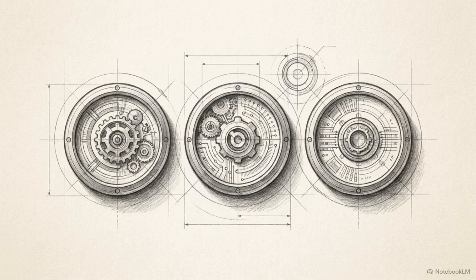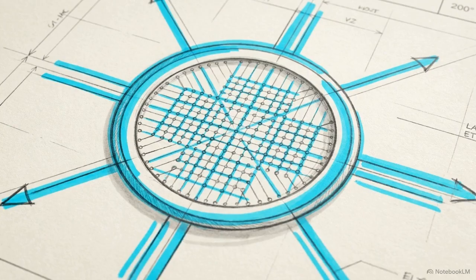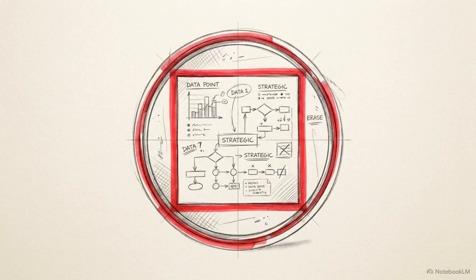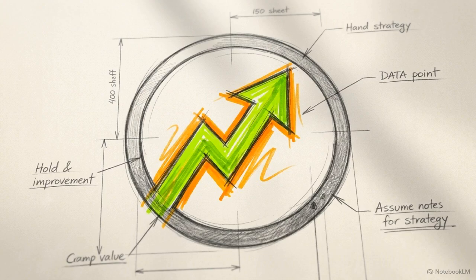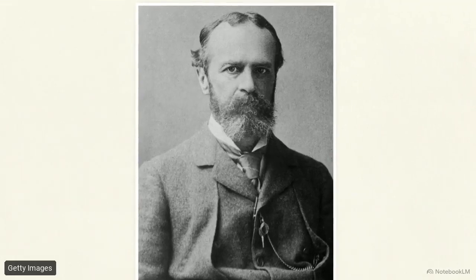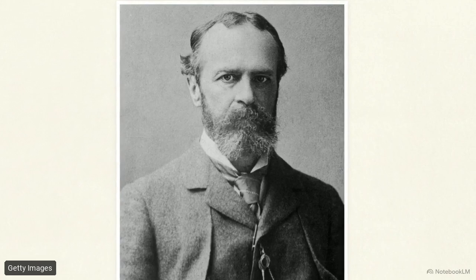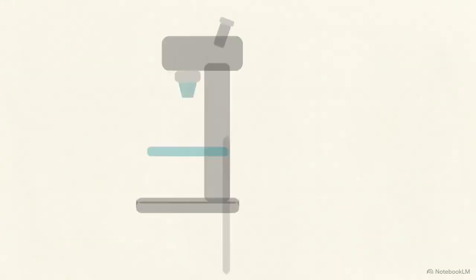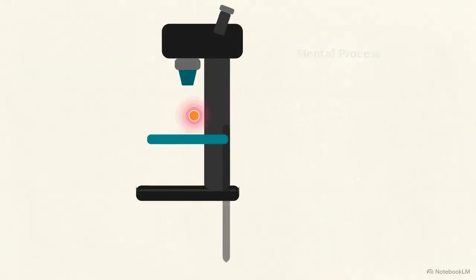To function at all, any memory system must execute three basic operations: encoding raw data, storing that data, and retrieving it when needed. For early cognitive psychologists, studying these operations presented a physical problem. You cannot put a thought under a microscope. The architecture of memory is entirely invisible.